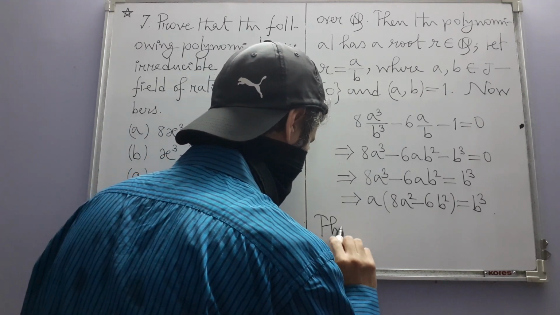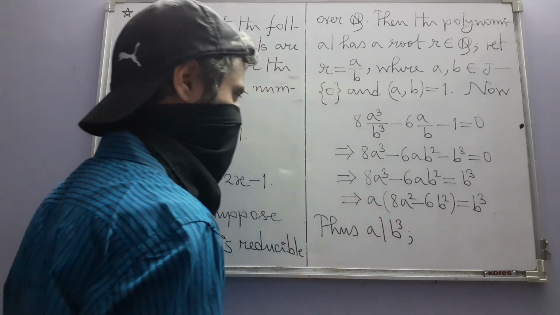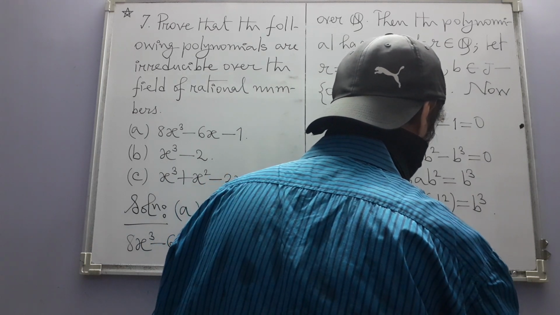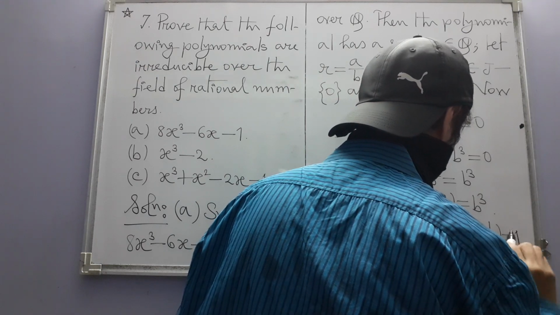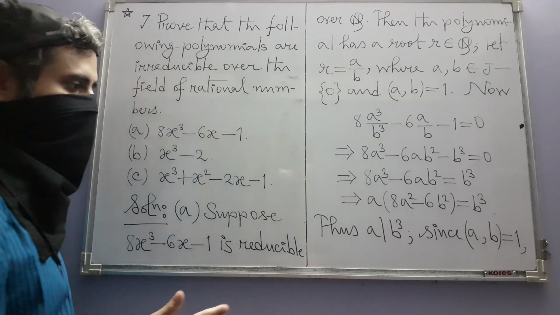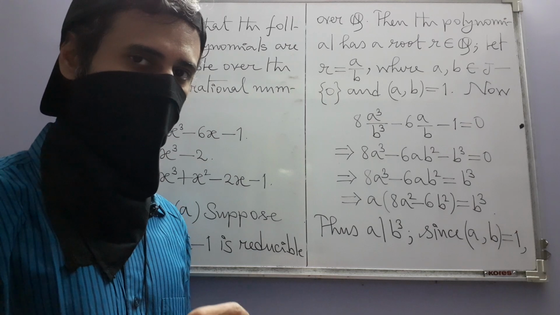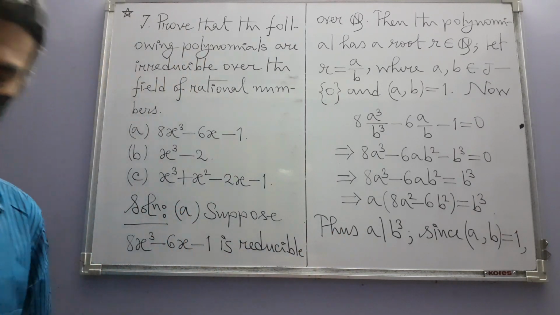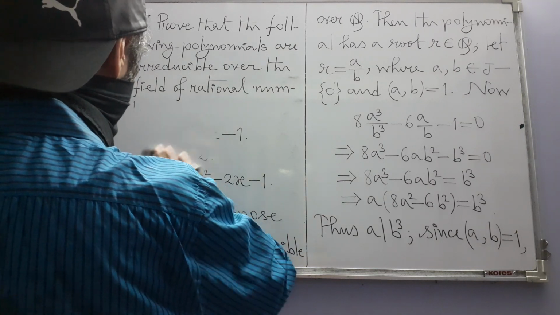Thus, a divides b cube. But we have this condition also, right? Since a and b are relatively prime, combining this and this, what is our conclusion? Our conclusion is that a can be either 1 or -1. If a is allowed to be negative, that is okay. So a can be -1 also, and that's how you will get two possibilities.